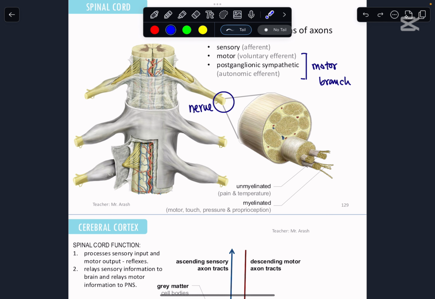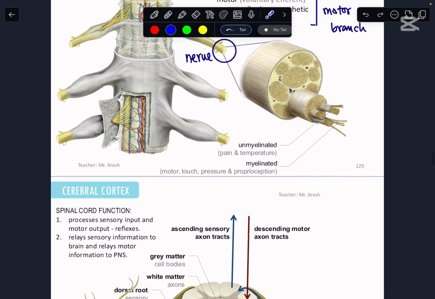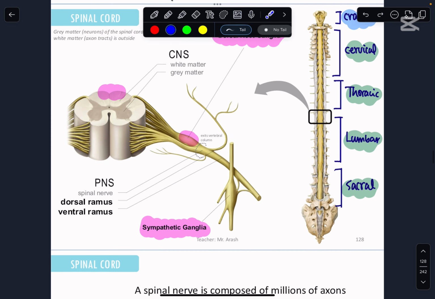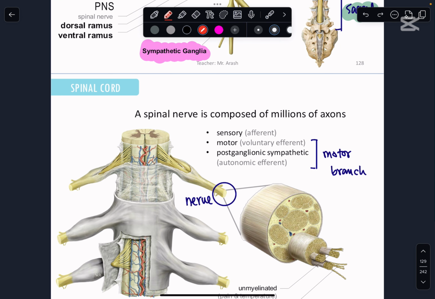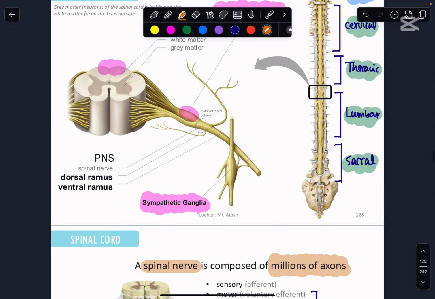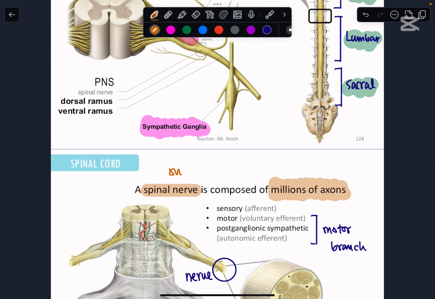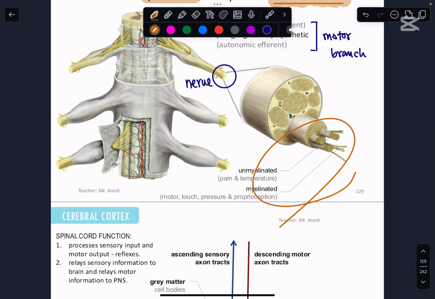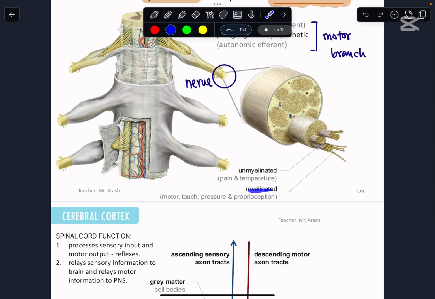And eventually you'll see that you have either unmyelinated or myelinated types of neurons or axons, right? So you can see it's made out of millions of axons. And a spinal nerve, that's one nerve. One nerve will have millions of axons, and these axons are shown here, right? Some of those axons are myelinated, such as the ones for motor, touch, pressure, proprioception. Proprioception, guys, is a sense of balance. The ones for temperature and pain are not myelinated.